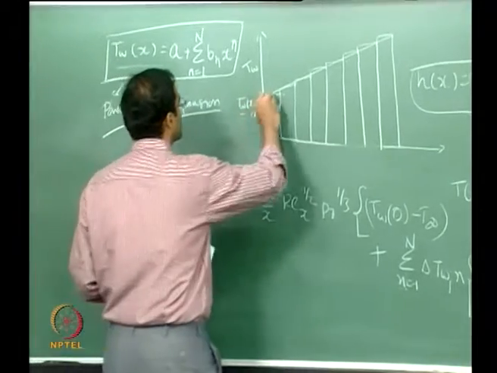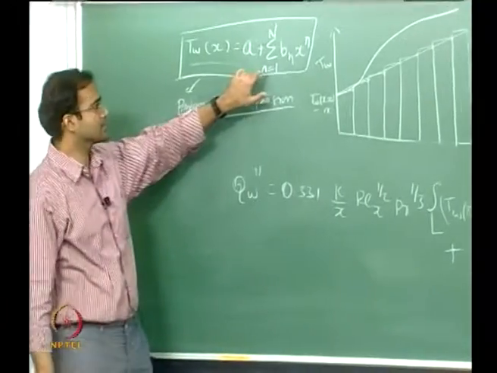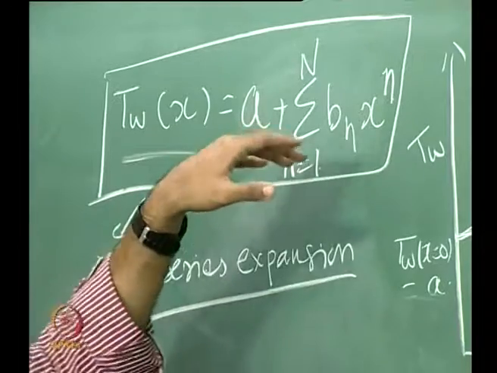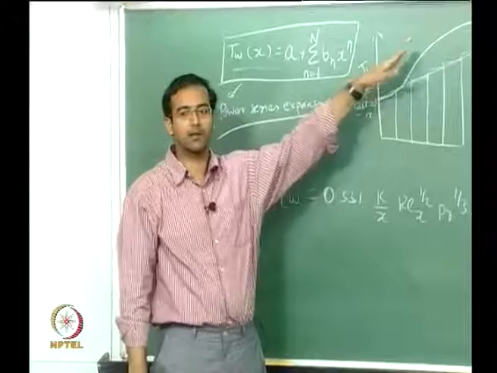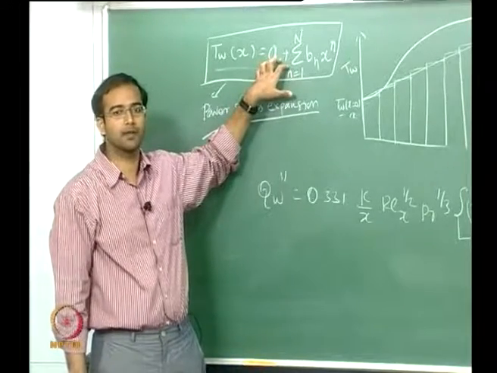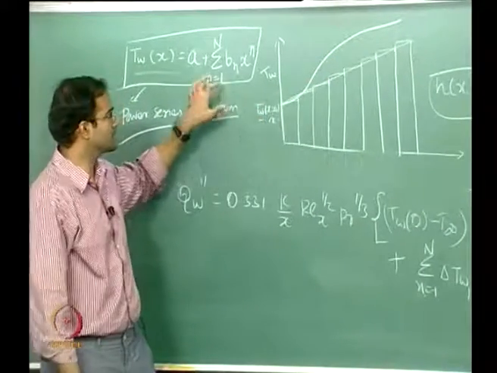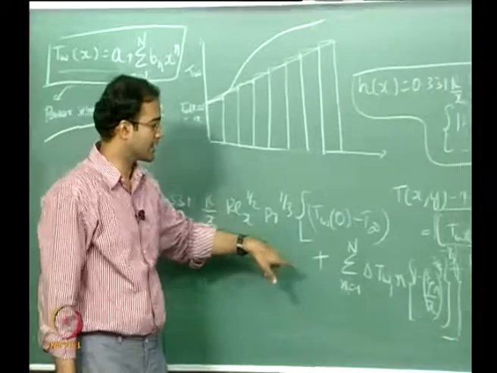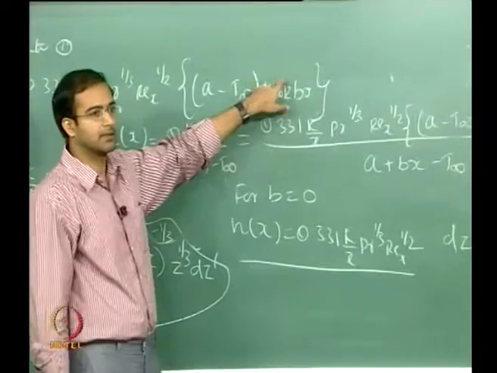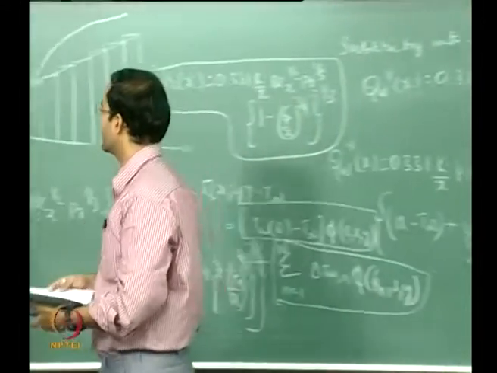If you have a profile something like this, you can use the power series expansion. You can do a regression and fit the coefficients such that you can approximate this curve with the power series expansion. Okay, so this is a better way to represent this than using a straight line, right? So you can substitute this now into this expression here. You had a term here dT wall by d zeta, so now you have to calculate dT wall by d zeta for this.